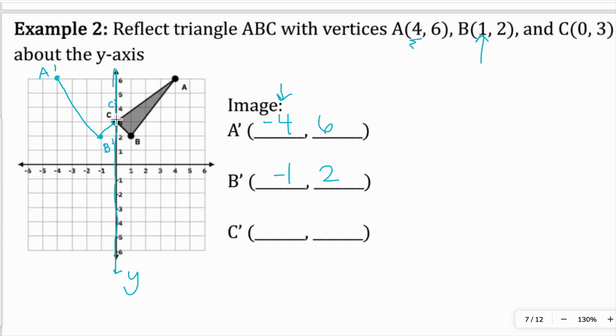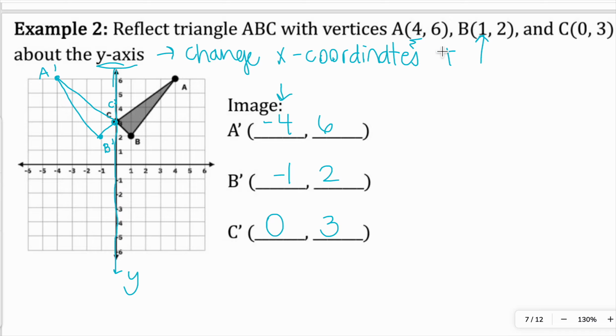As I connect my points, I should notice a y-axis reflection of triangle ABC, and C's point would still be remaining 0, 3. So when I have a reflection across the y-axis, I'm going to change x coordinates to their opposites. Okay?